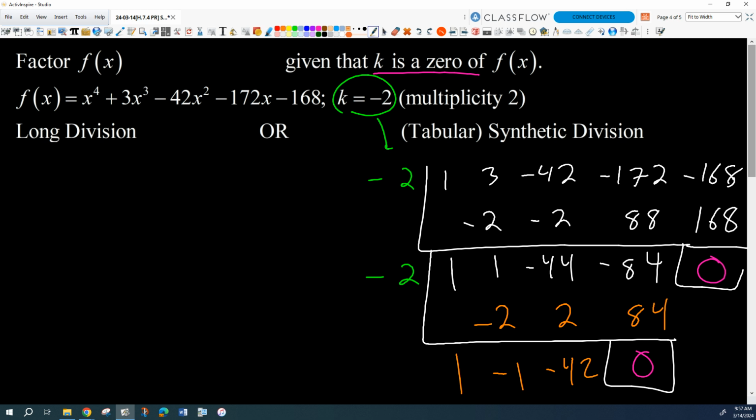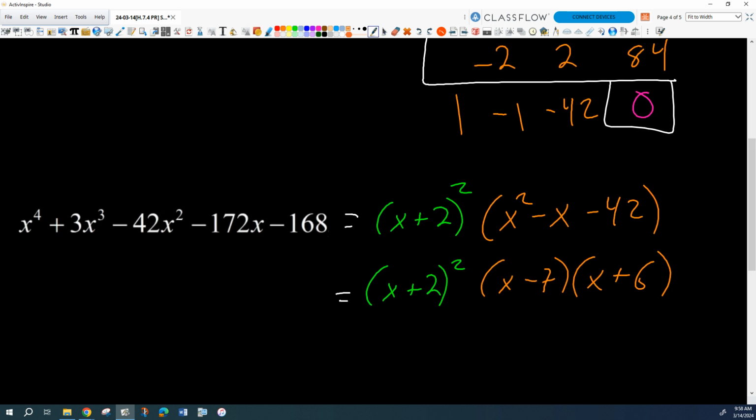What could you do? X squared plus whatever the next number is. So we could divide by, we know that the multiplicity is 2, right? So we already know that x plus 2 squared is going to be a factor. So we could just expand that out and divide our original polynomial by that expanded quadratic trinomial, right?